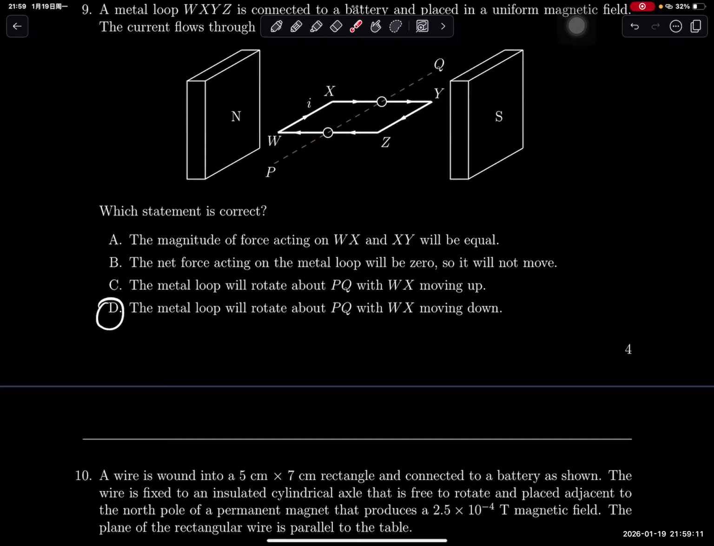Selection B says that the net force acting on the metal loop will be 0, so it will not move. This is true for the first part: the net force is 0, but the torque isn't 0. It will still move by rotating, in the sense that WX experiences a force. If you use your right-hand rule, there should be a downward force here, and an upward force there, and they will rotate in this anticlockwise way. So D will be the right choice for this.